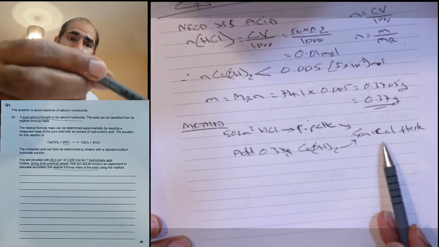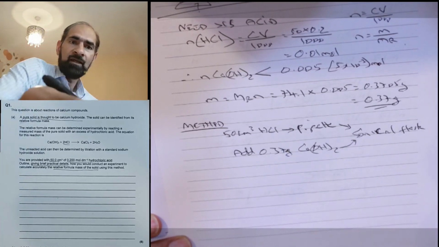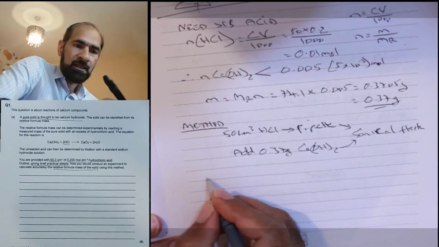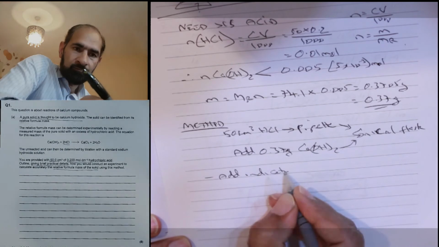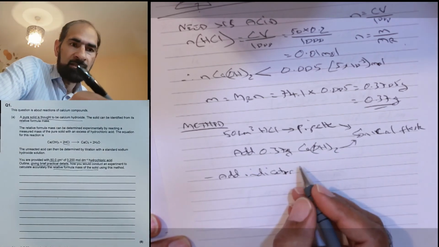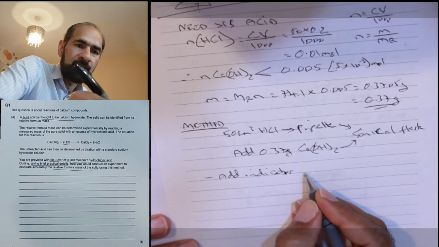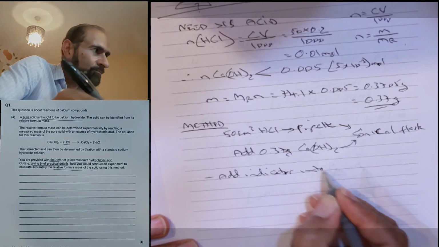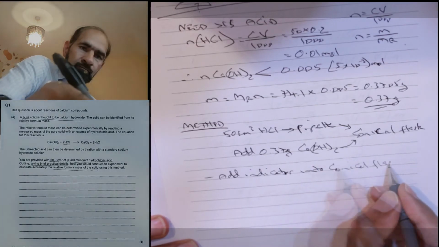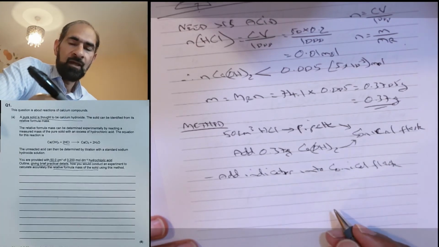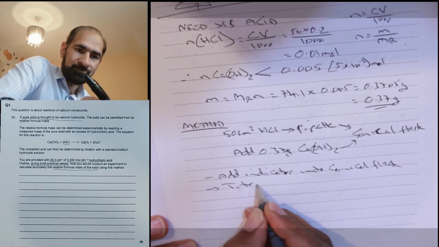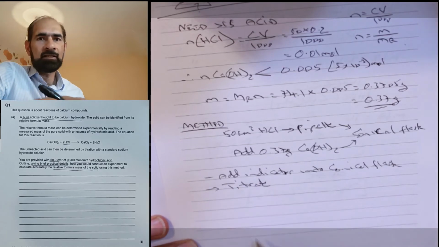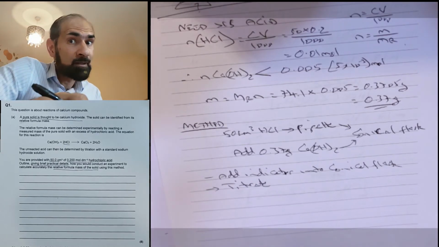Now what you do is you take that conical flask and you add indicator. You can mention which indicator, it's up to you. Indicator into conical flask. And then now you need to titrate, and this is where that third chemical comes in.